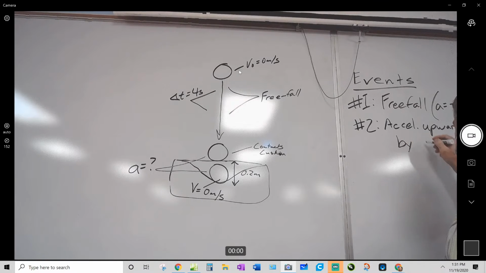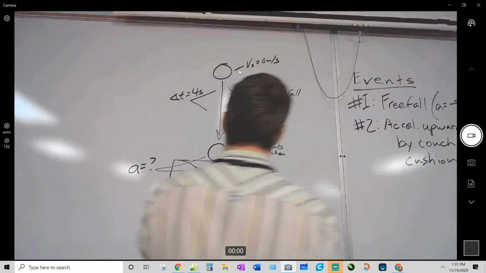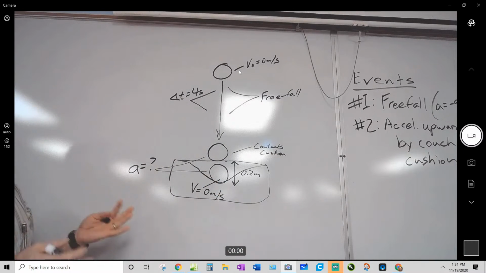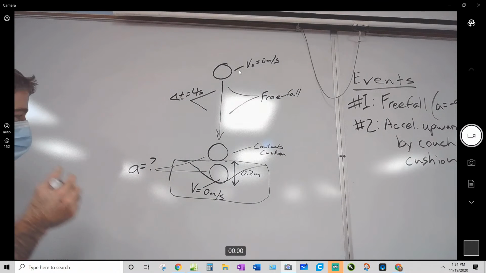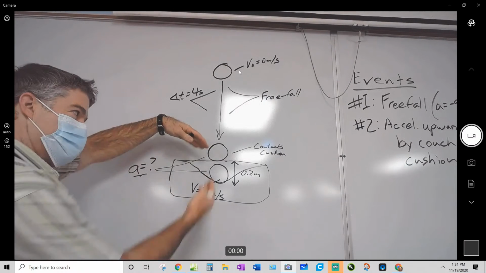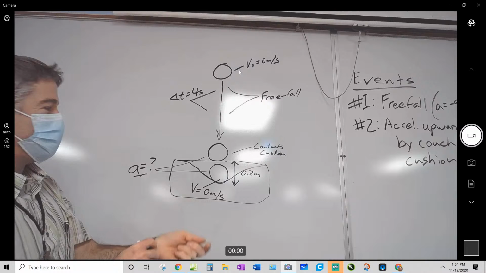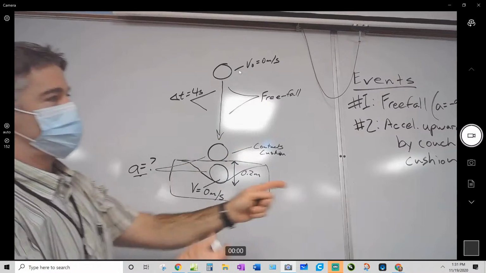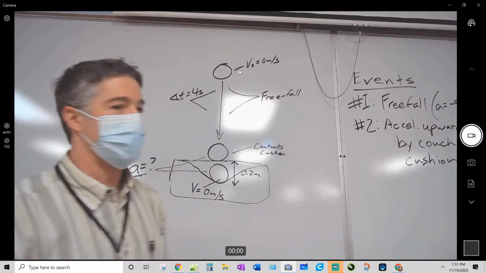by the couch cushion. And this is not an extended kinematics problem. This is just a little sort of a double problem. In order to figure out what that acceleration is that's due to the force of the couch cushion slowing it down, I've got to do 2 problems. Basically, I've got to do a problem here and a problem there.